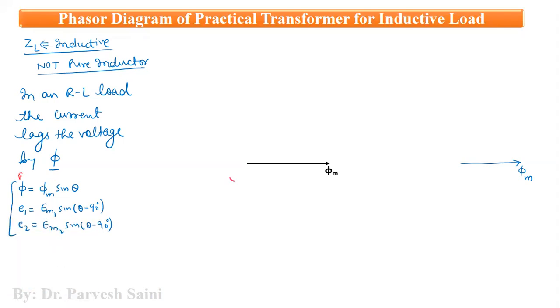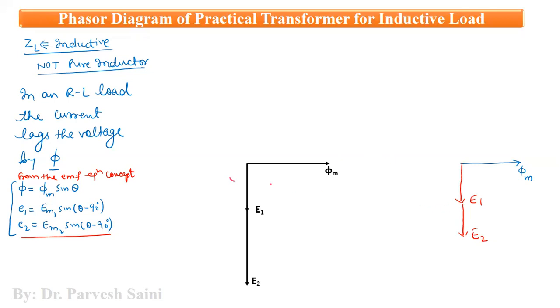So from the EMF equation concept, we have these mathematical expressions. From here, we understand that the induced EMF will lag the main flux by 90 degrees. So let us draw. Firstly we will draw the reference phasor, that is mutual flux phi m, then E1 and E2. Let us draw here side by side. First E1 and then E2. Both are in the same phase, right?